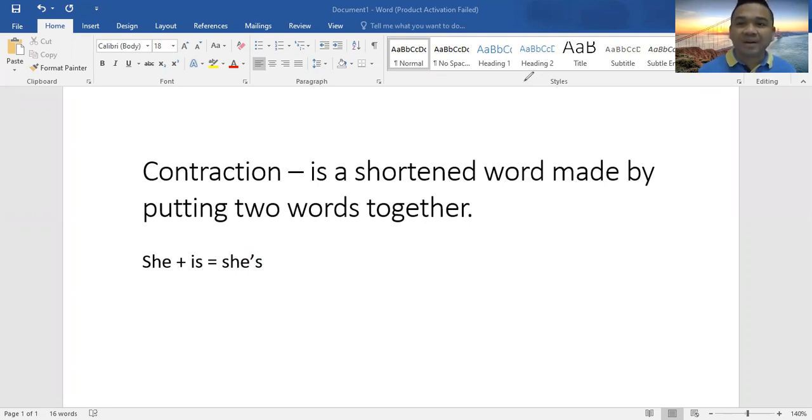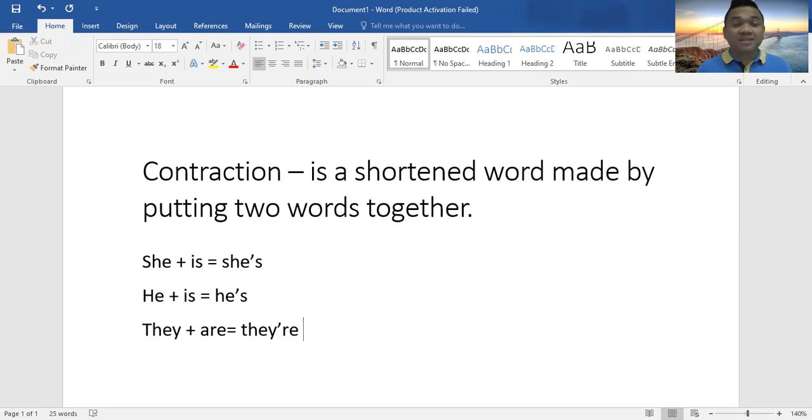Now, another example is when we say he plus is equal to what? Fantastic. He plus is equal to he's. All right. Next one is, for example, they plus are is equal to they're.